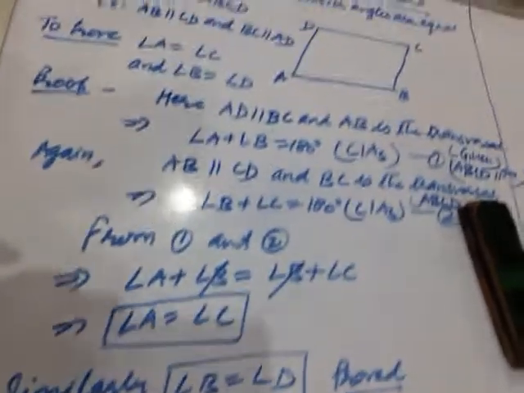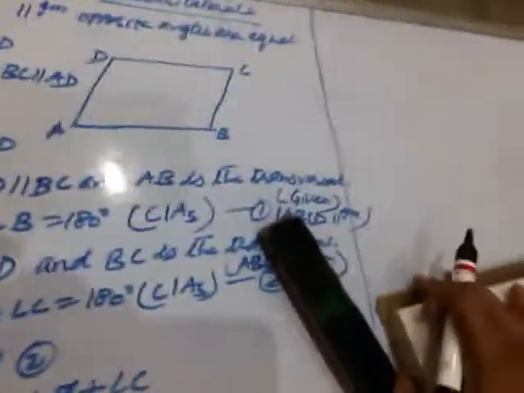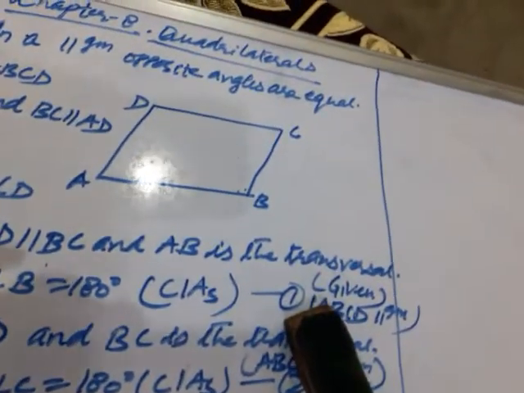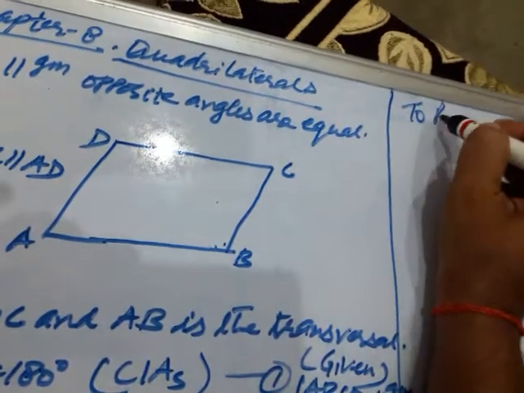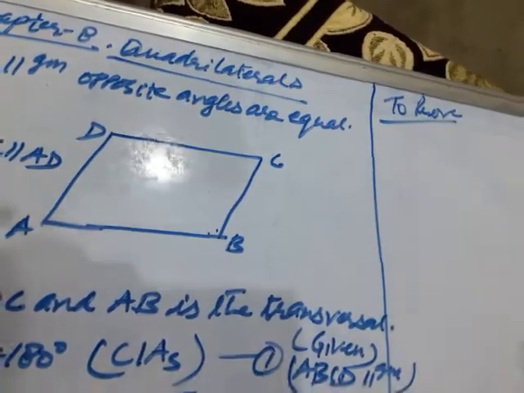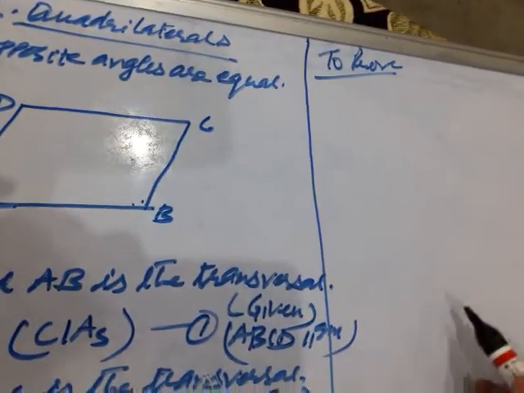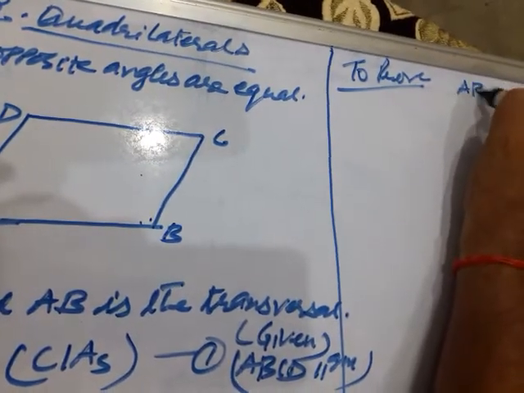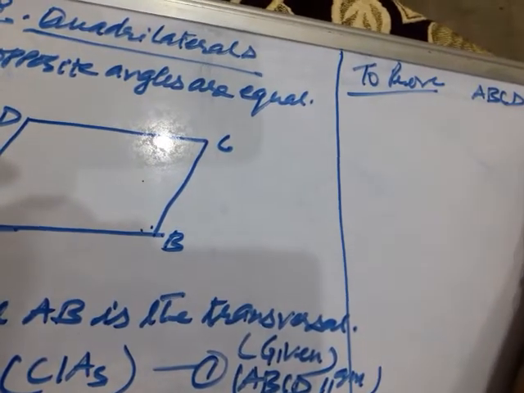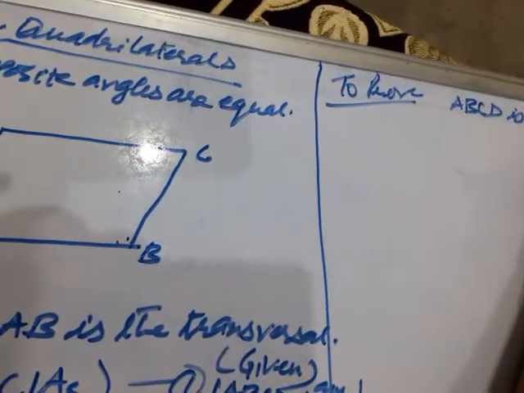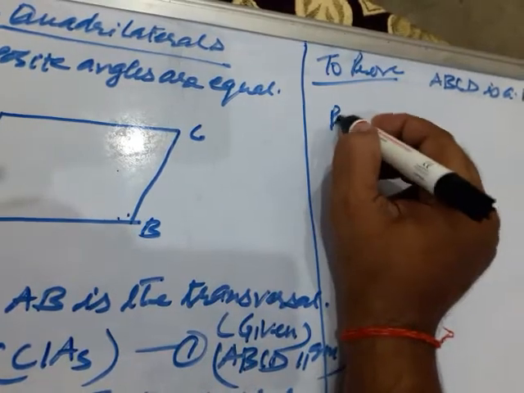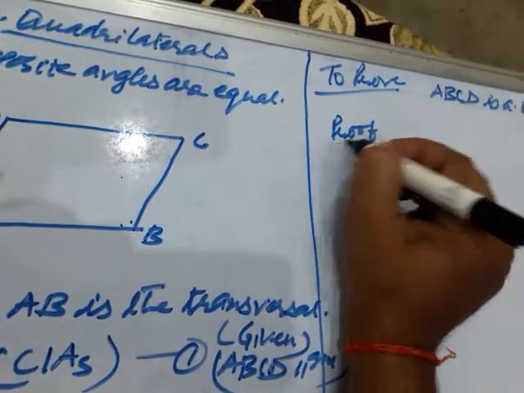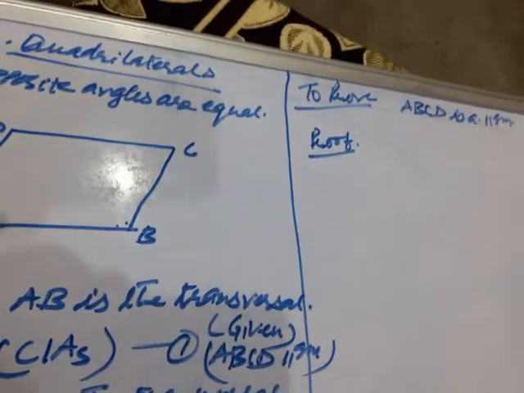Okay, children. Now what we have to prove? Keep the figure in your mind always while proving the theorem. We have to prove that ABCD is a parallelogram. Start the proof. Let us see, children, how will you prove it.